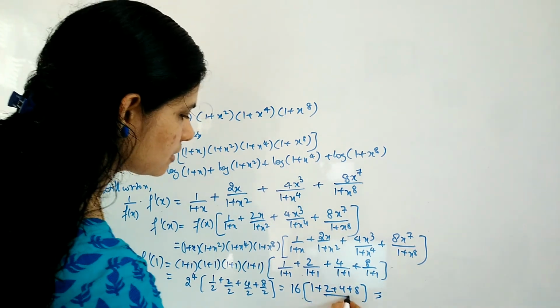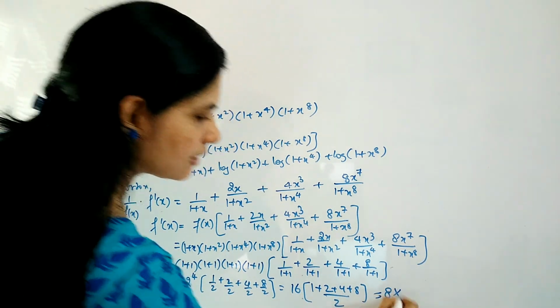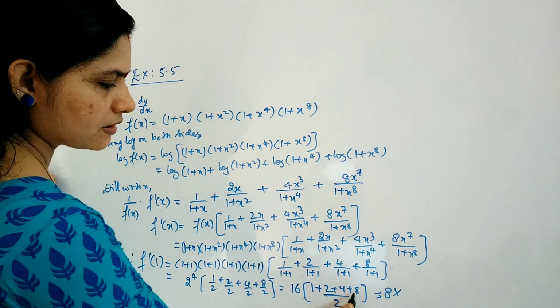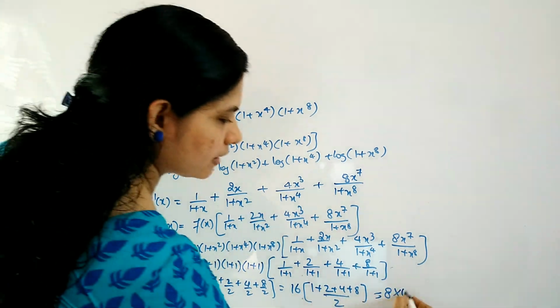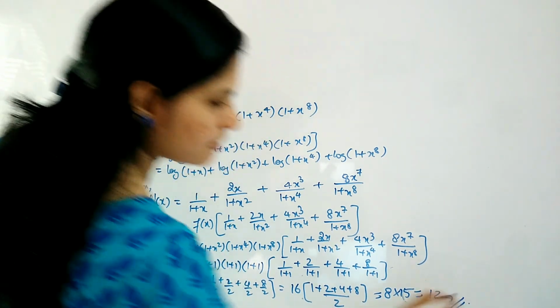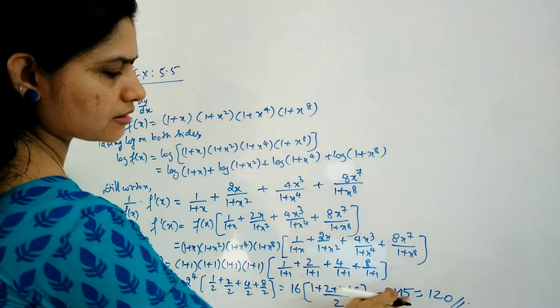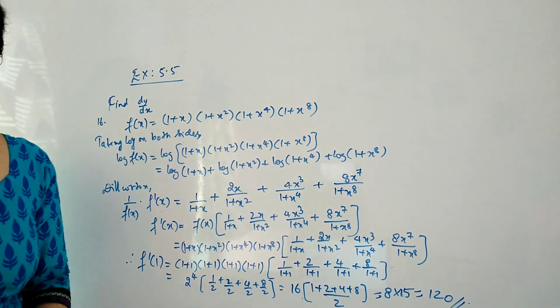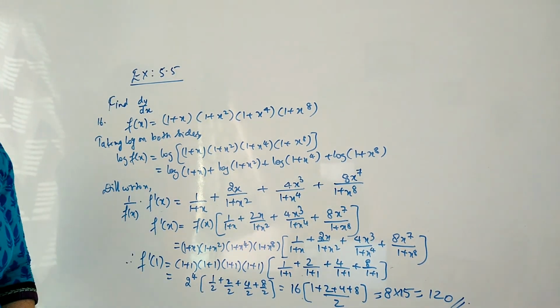How much is it? So here you will get 8 into 15. 8 into 15 is how much? 120. Correct? It is 120. So your answer is 120. Is it clear?